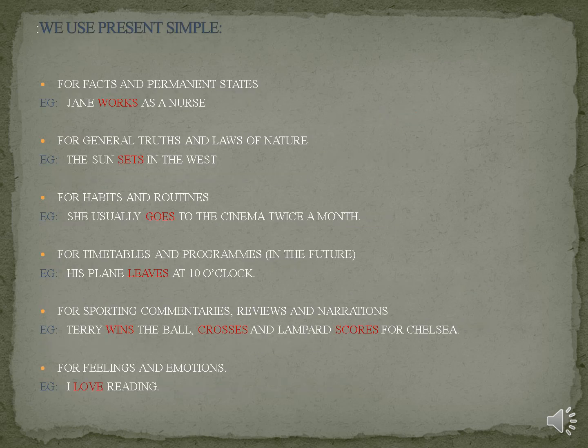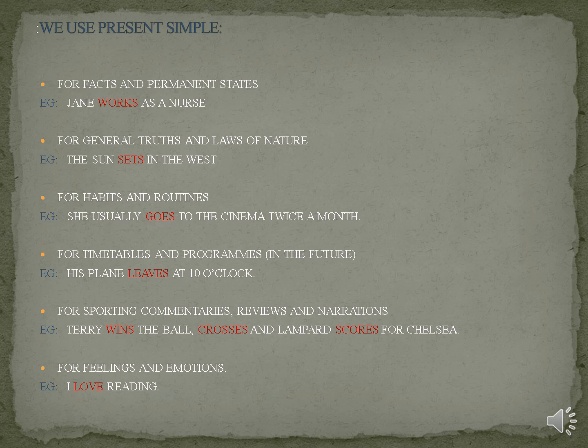Second, let us talk about some of the uses of present simple, and you can see them listed as follows. We use it for facts and permanent states, and the example is Jane works as a nurse. We use it for general truths and laws of nature, for example, the sun sets in the west.